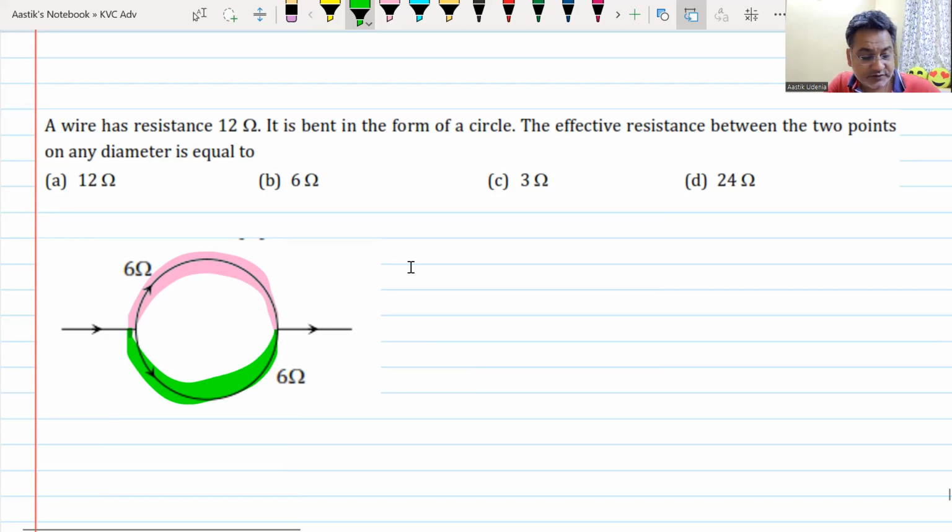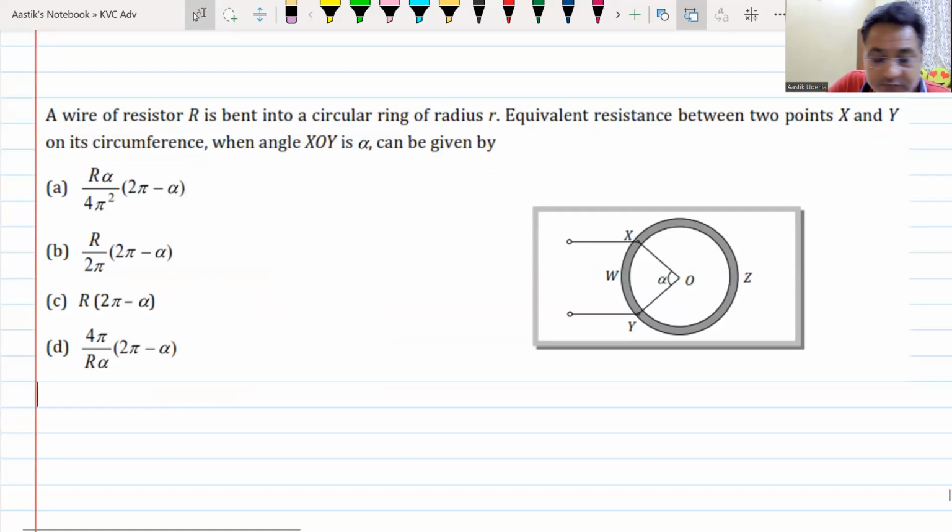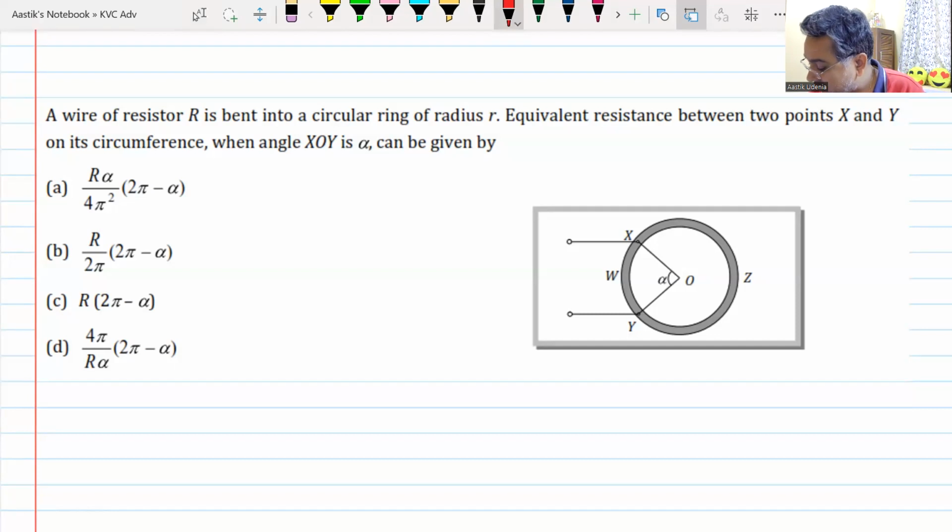Then comes the next question. Now this is a general question. A wire of resistor R is bent in the form of a circular ring of radius R. Equivalent resistance between 2 points X and Y on the circumference when the angle XOY is alpha is how much? What is the equivalent resistance? So how are you supposed to do this? Let me call the resistance of smaller part as R1 and resistance of the bigger part as R2.